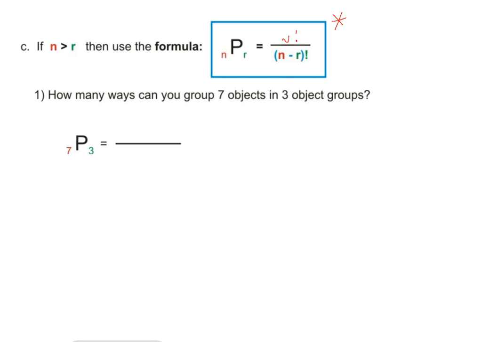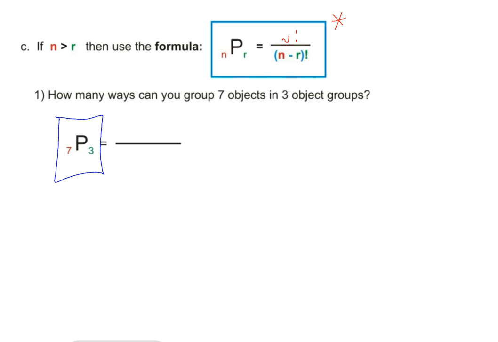So if you were given a problem like number 1, it would ask you, how many ways can you group 7 objects in 3-object groups? If you were doing this problem for homework, the first thing you would do is write the permutation. You'd put the total number of objects on the bottom left, and the objects in each group on the bottom right, the 7 and the 3. The next thing you would do is use the formula.